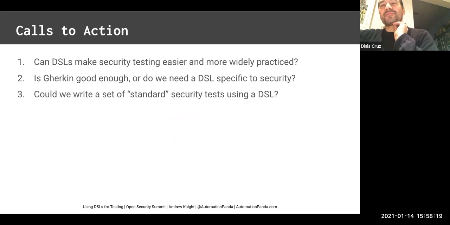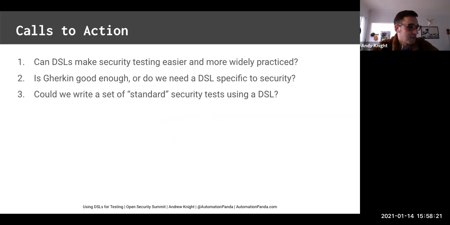So let me wrap up real quick. I know we're coming up on the end of time, but I do want to make just some big calls to action. I think the question I asked earlier, can we use DSLs for security testing? The answer is yes, we can. So now let's refine that question a bit.